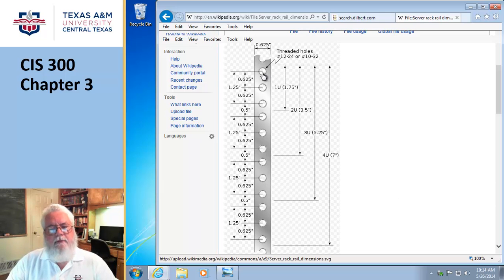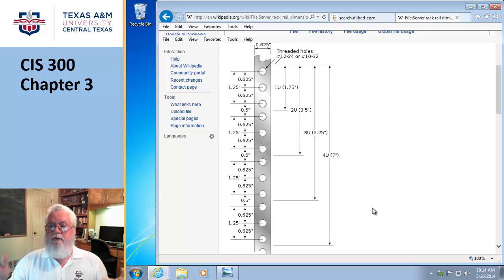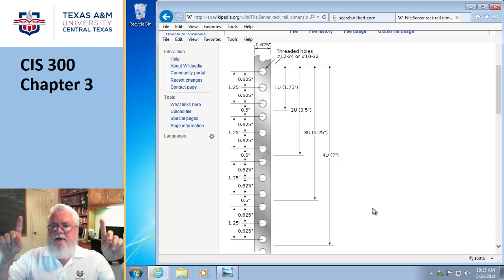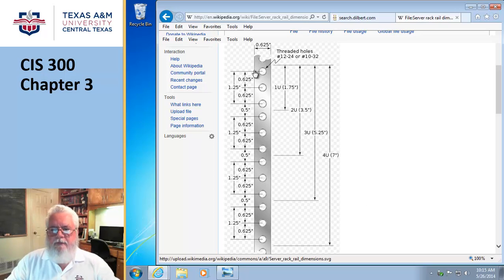The holes are in groups. They have 3 holes that are 5/8 of an inch apart, and then a hole that's 1/2 inch apart, and then 5/8, 5/8, and a half, 5/8, 5/8, and a half. So if this is your first day installing a computer in the rack, you just find a spot and put the first screw in, and then you put the next screw in and you go, dang, this thing doesn't fit. Well, you got it in the wrong hole. It's crazy, I know. So a 1U is the space between these 3 holes.